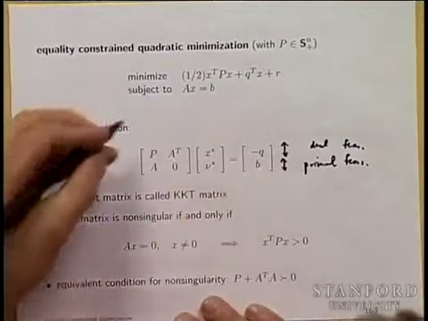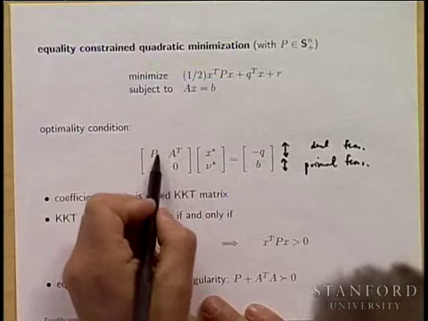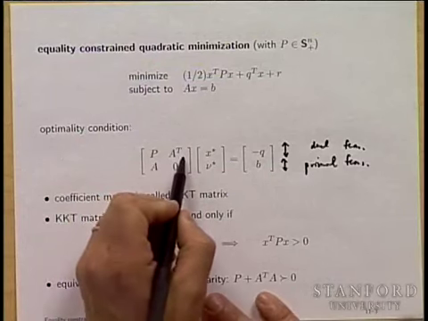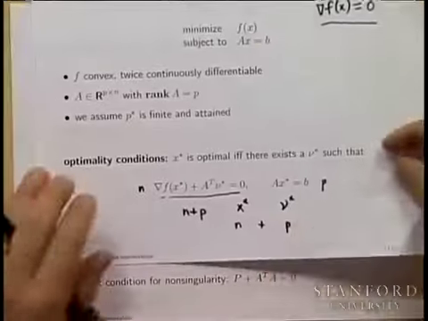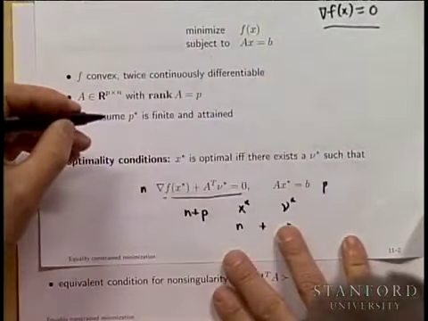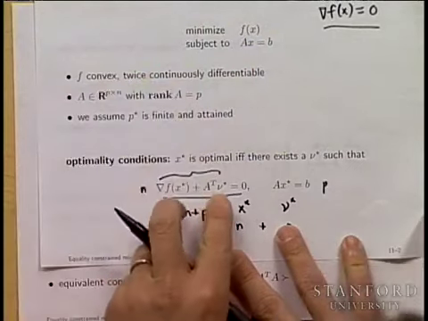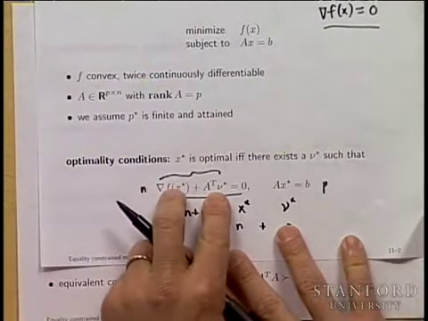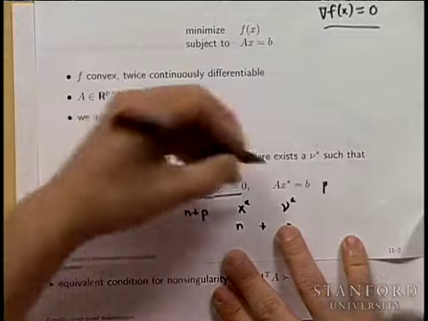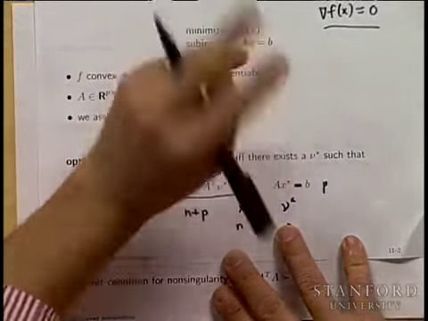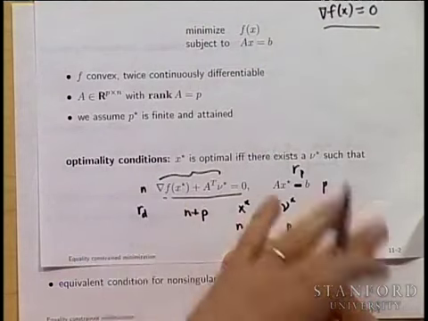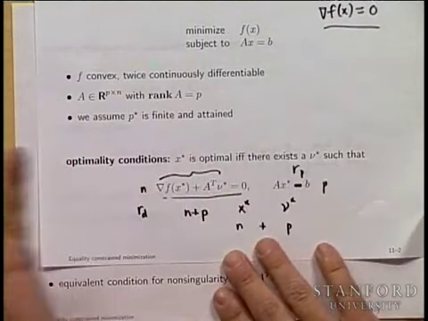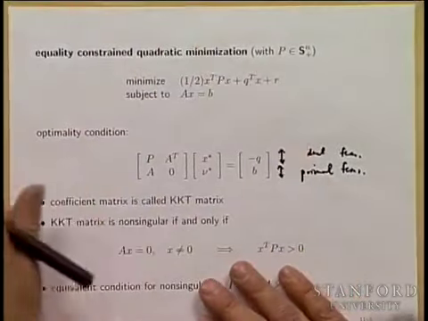By the way, if you take p x star plus A transpose nu plus q, some people refer to this thing as the dual residual, and they would call that RD. And they would call Ax minus b, or b minus Ax, it wouldn't matter, the primal residual RP. And so the optimality conditions are that RP and RD, the residuals, should both be 0. Okay, so back to the quadratic case.